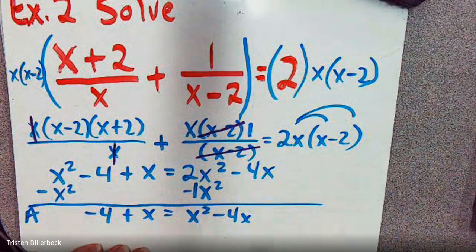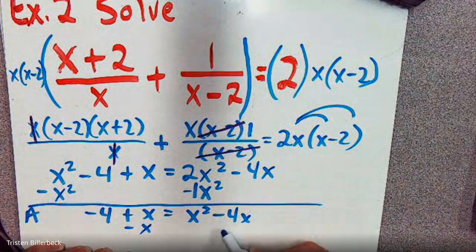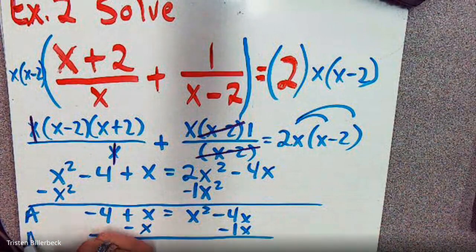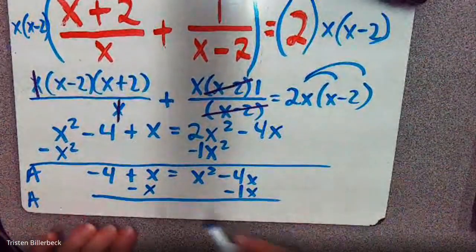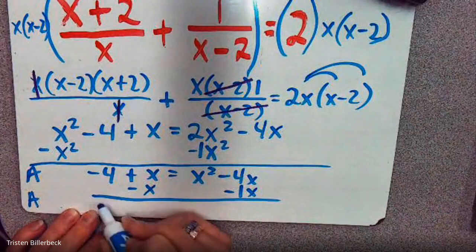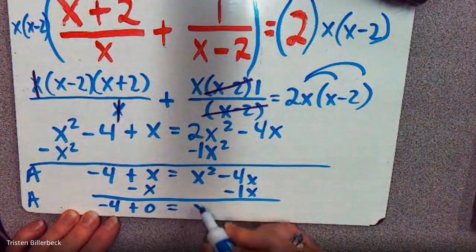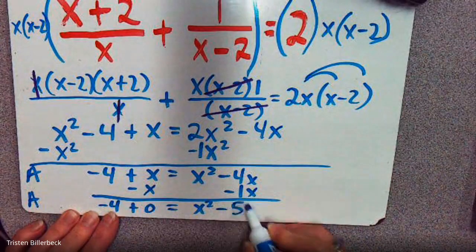All right. So this one, now I'm going to move this one, this x, over here. And I'm going to put a 1 right in front of it, too. I'm going to use an additive inverse again. So that gives me negative 4 plus 0 equals x squared. And negative 4 minus 1 is negative 5x.